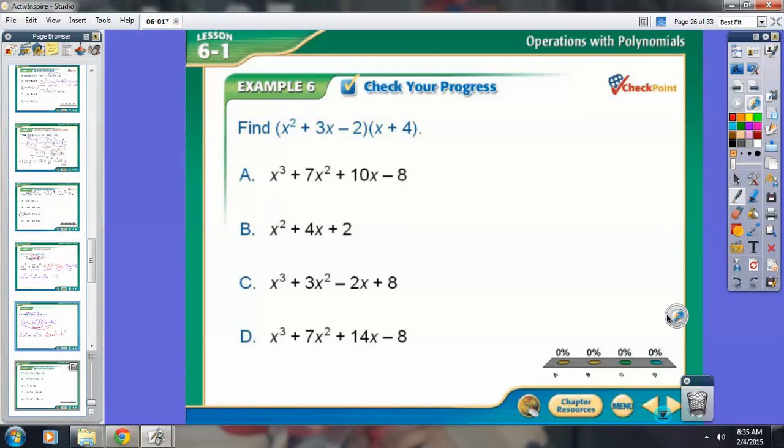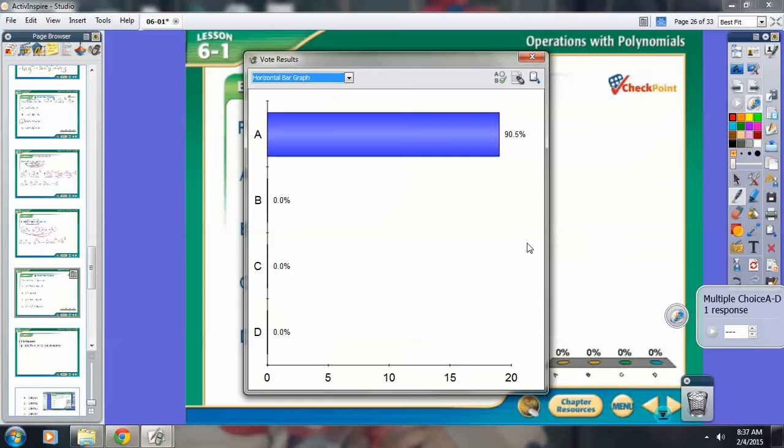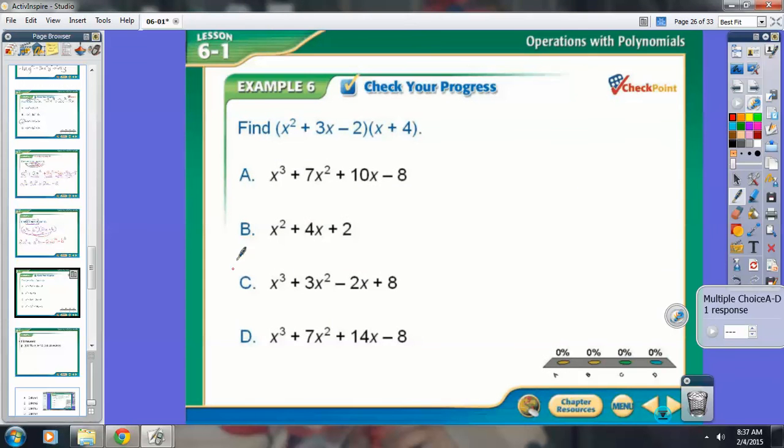I want you guys to try one. This will probably be our last example, our last practice problem, I should say. Good. Most all of you that sent in an answer said A is the correct one. Let's just go ahead and simplify here.